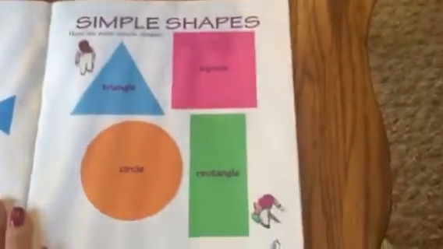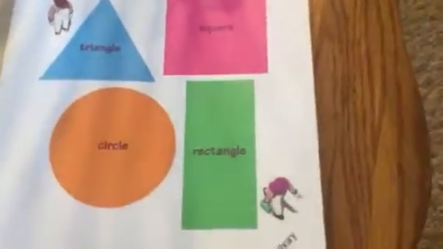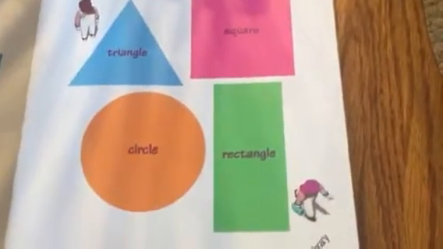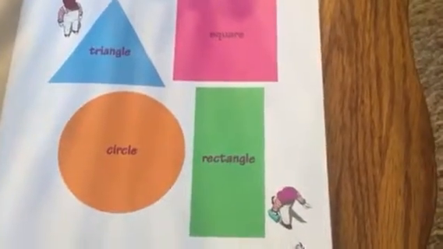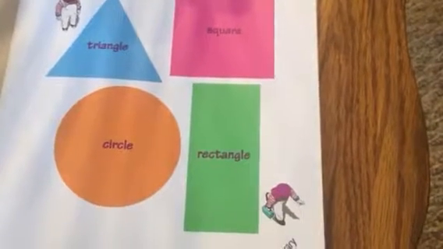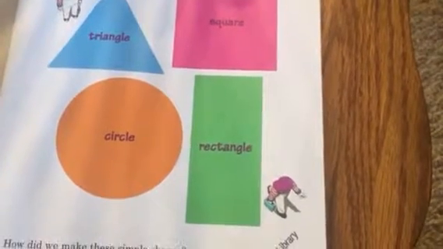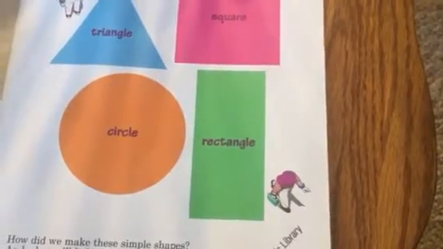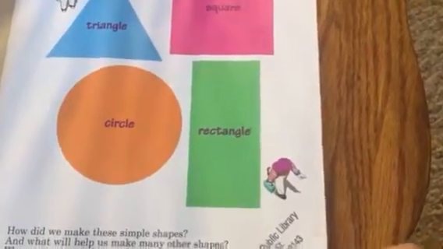Simple shapes. Here are some simple shapes: triangle, square, circle, rectangle. How did we make these simple shapes? And what will help us make many other shapes? We need to learn about points, lines, and angles. So let's go!